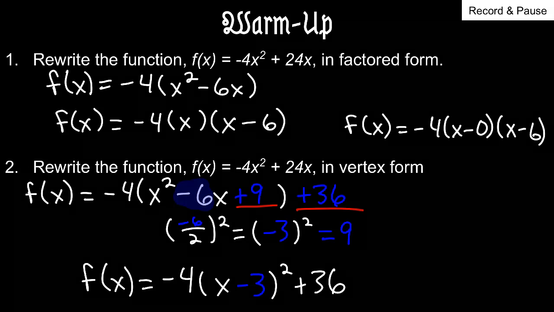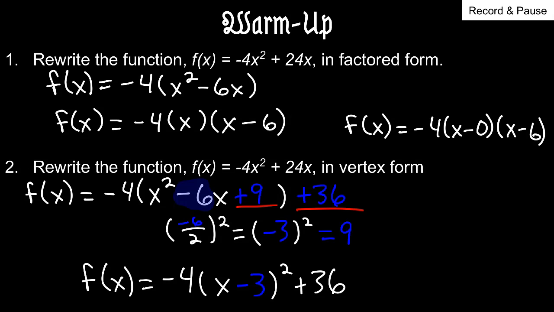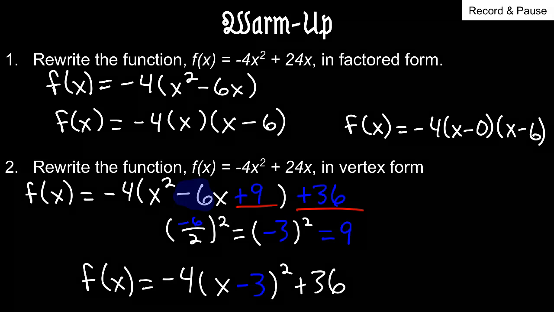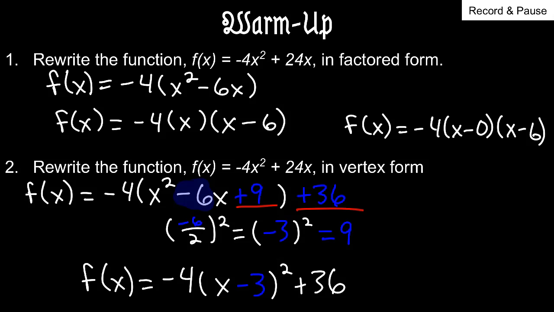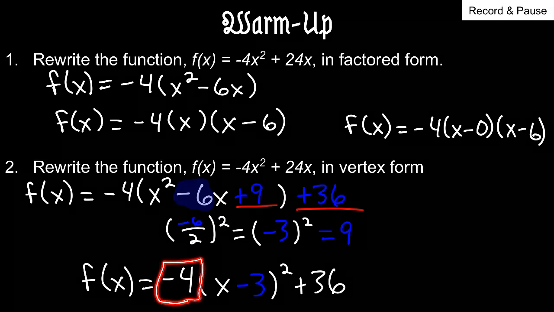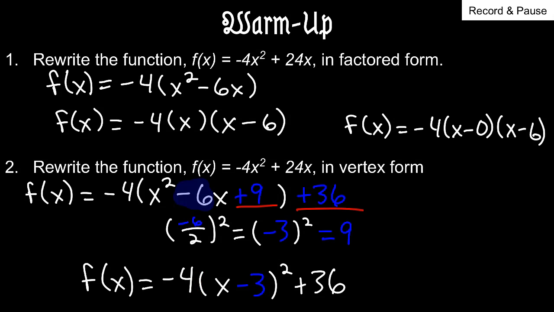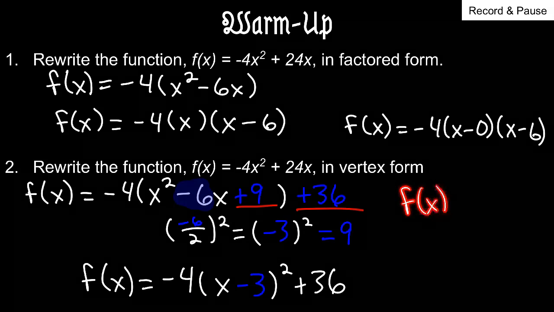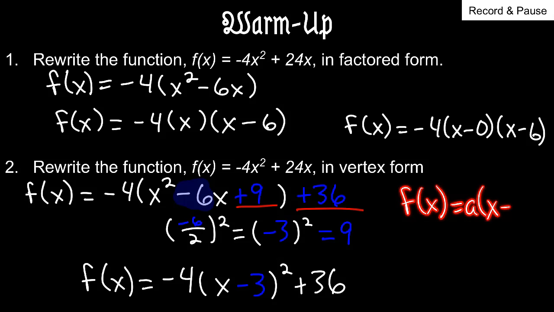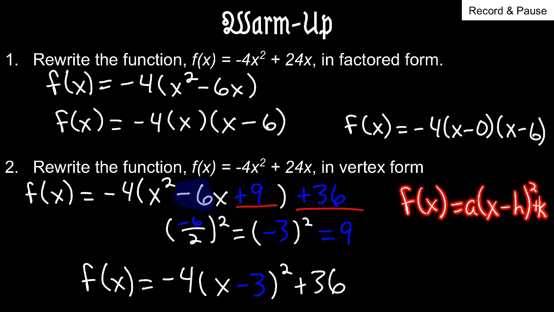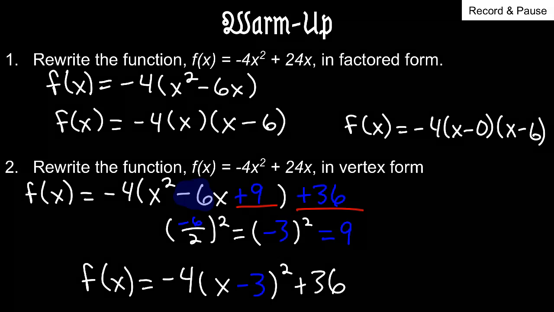Do we not have to refactor the -4? Which step do you mean, Ian? When we go from to here? No, we have the A value out front of our quantity squared in vertex form. So vertex form is A times the quantity x minus h squared plus k. Thanks for asking. Good question. Anyone else here?